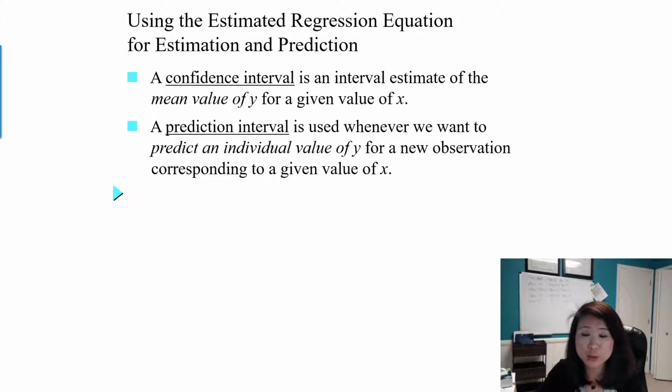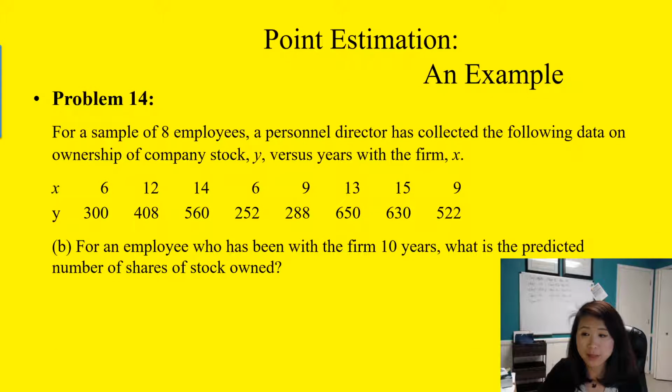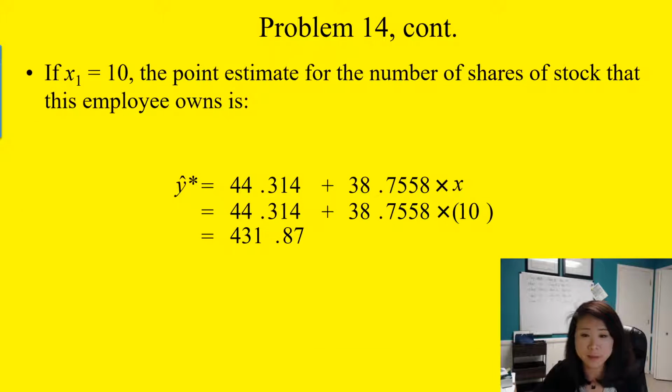That is used whenever we want to predict an individual value of y for a new observation according to a given value of x. So what does that mean? Always keep in mind that if we go back to the previous example, we are asking, if an employee worked for the firm for 10 years, how many shares of the stock do they own? After we calculated the point estimate, we got 431. So the question is, if you go to the company to interview an employee who worked for the firm for 10 years, do you think the answer will always be 431?